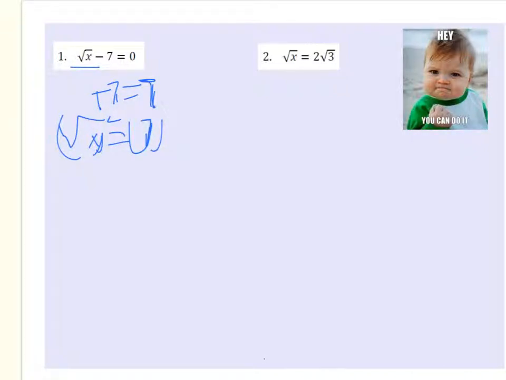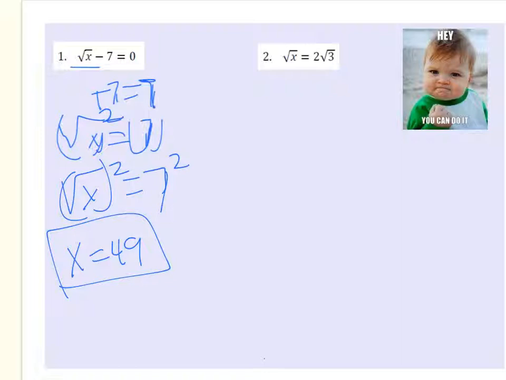Okay, so back to what we're talking about here. We're talking about the square root of x squared equals 7. So square both sides. So x is going to equal 49.